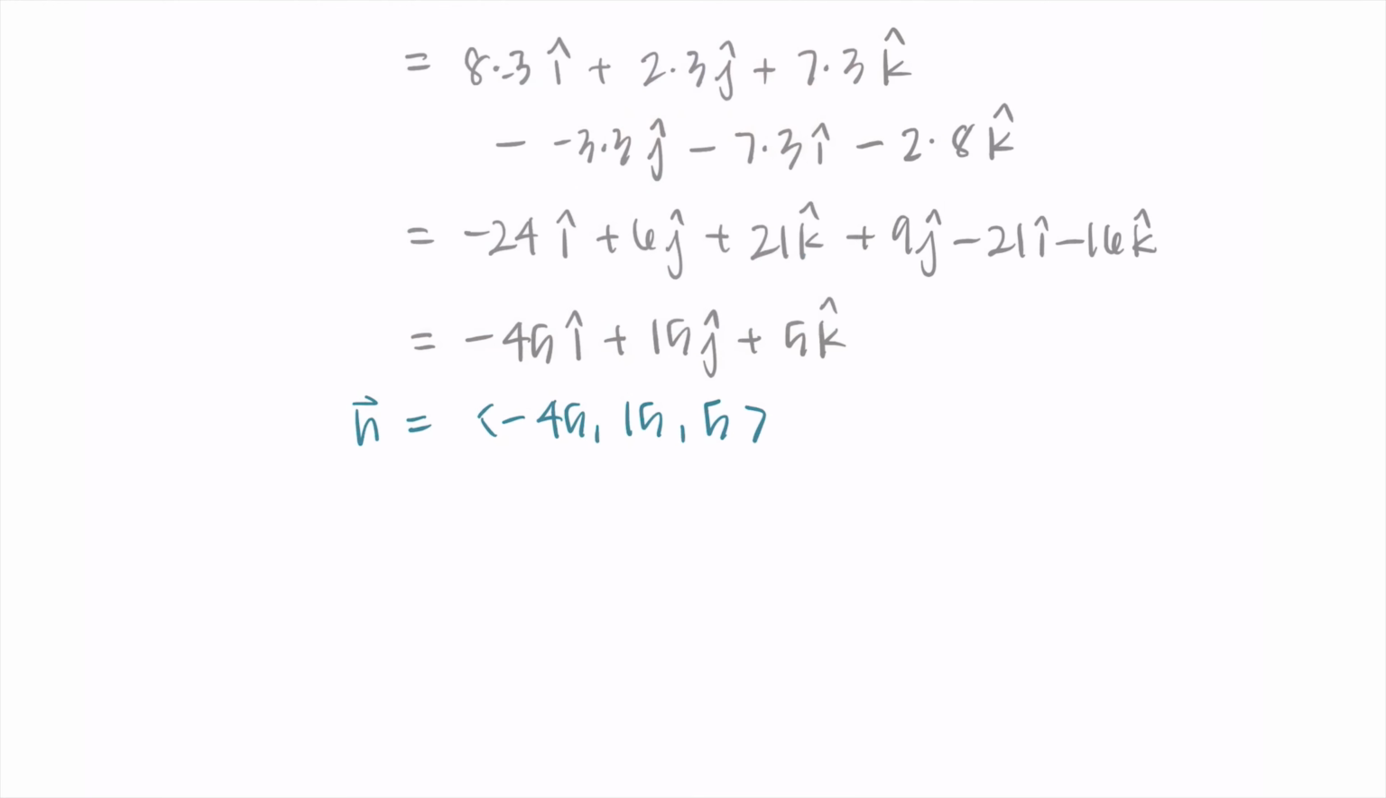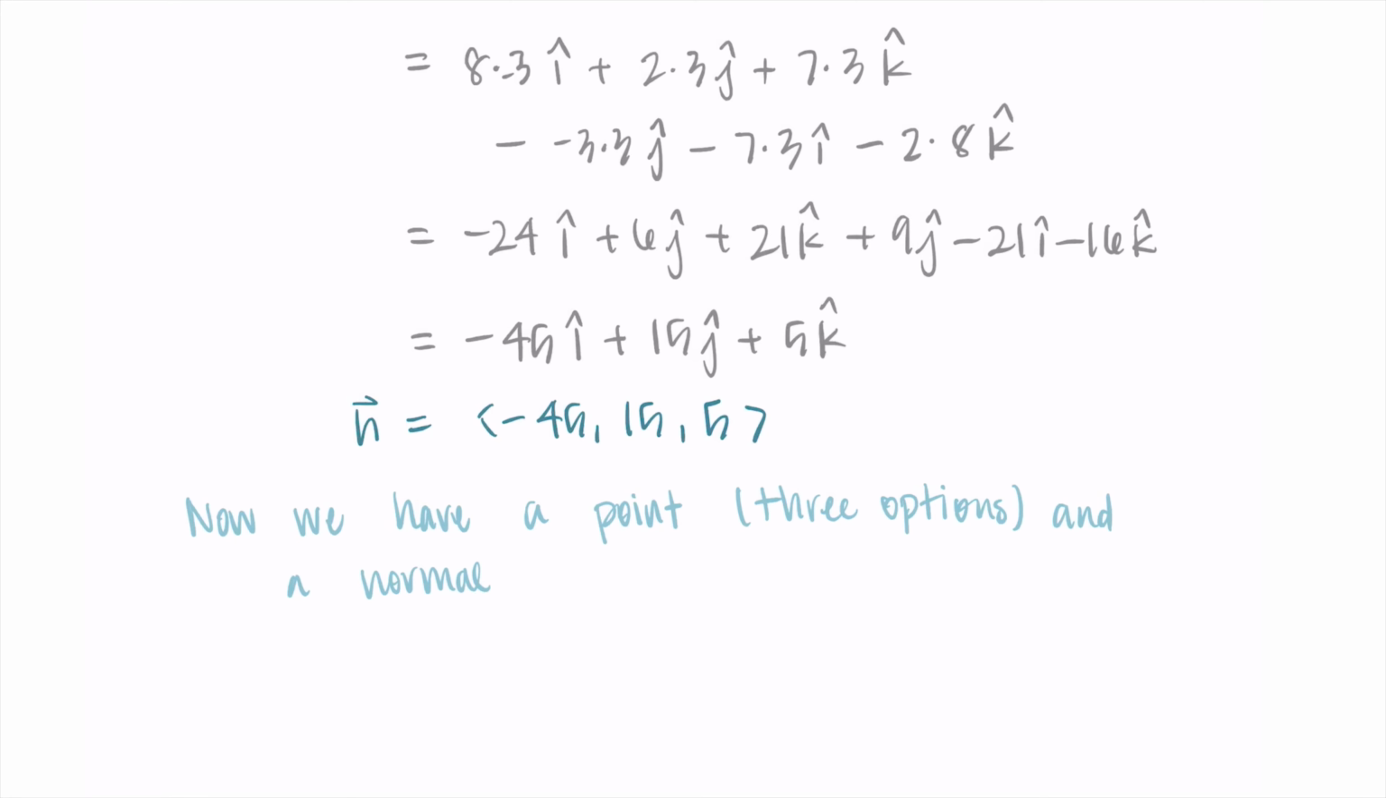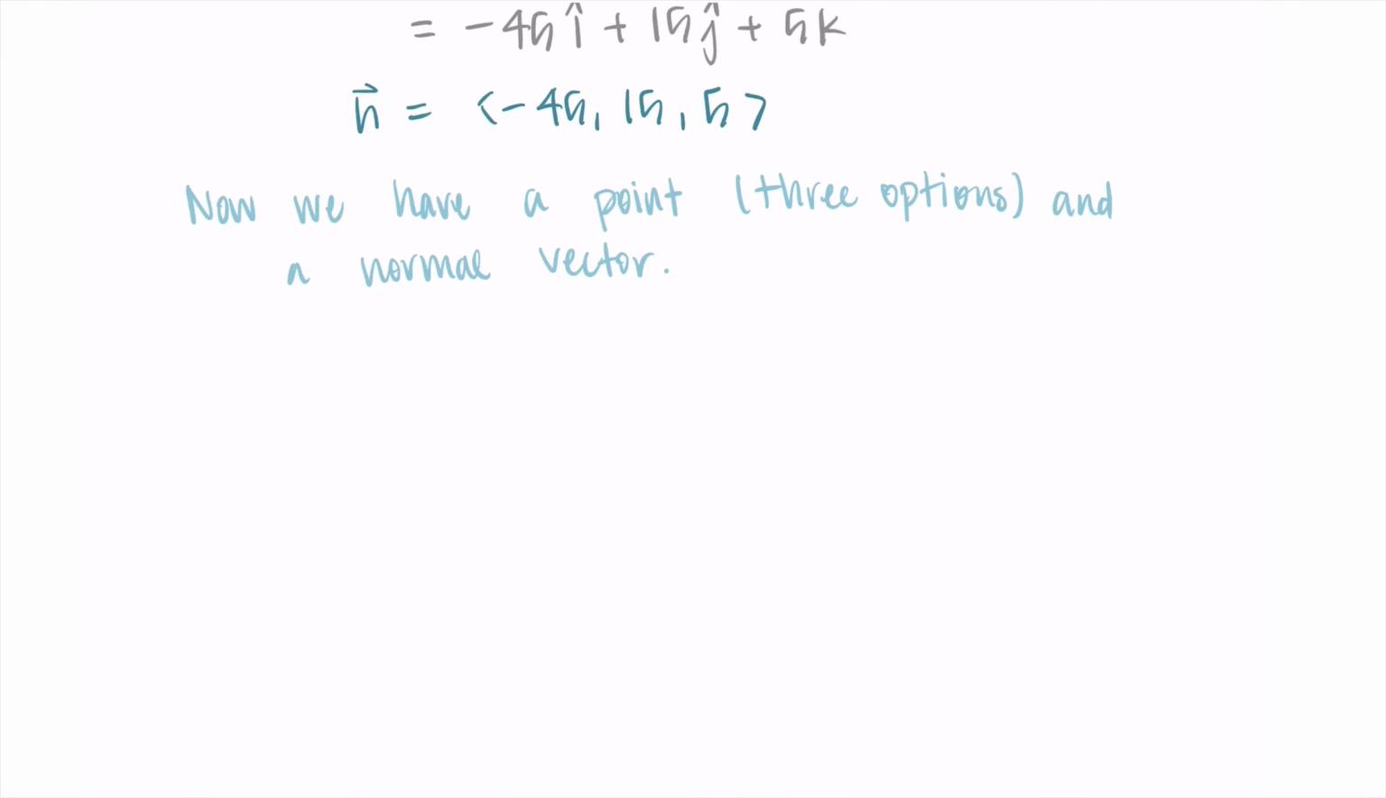So after all of that computation, we finally have a point and a normal vector that we can use to find the equation of a plane. So now we have a point, and we actually have 3 options for the point, since we were given 3 to begin with. And we have a normal vector. That's the vector that we just found. So we're going to substitute this into our formula. I'll write the formula here and then we'll fill it in.